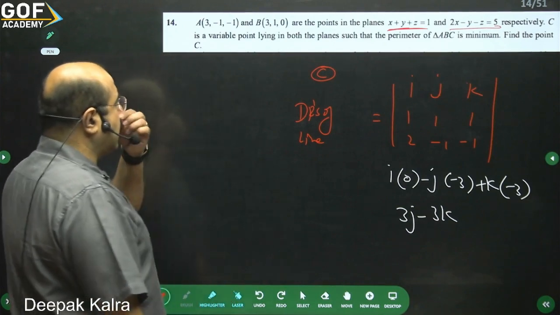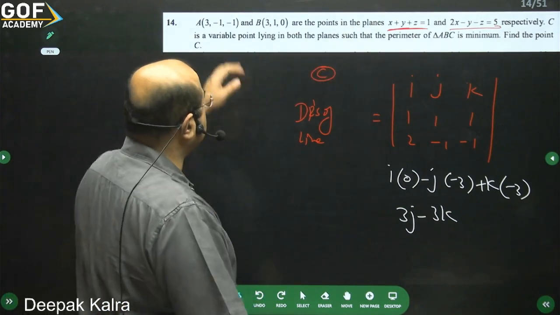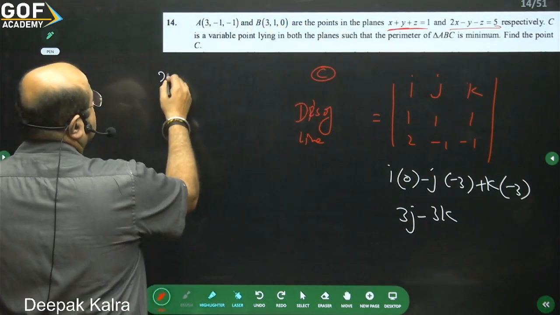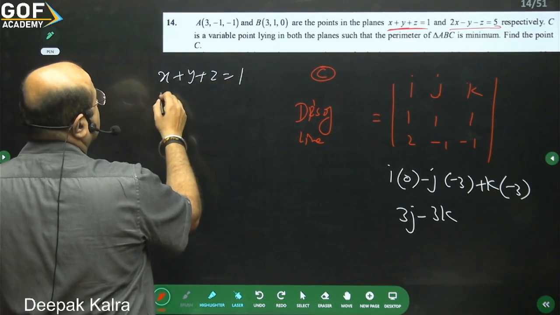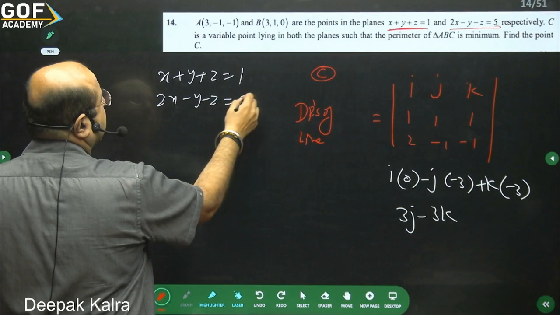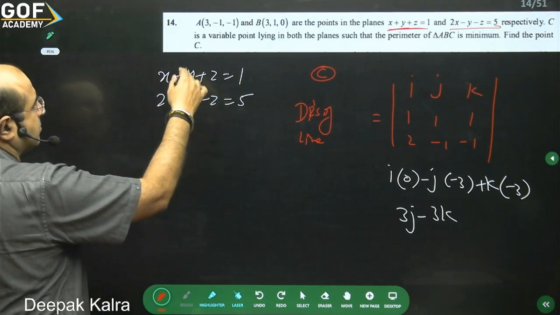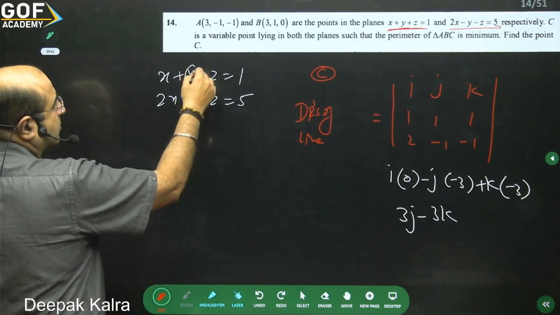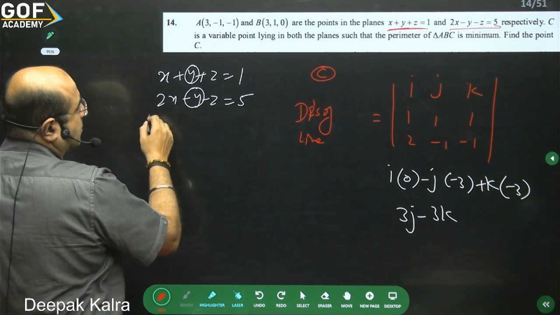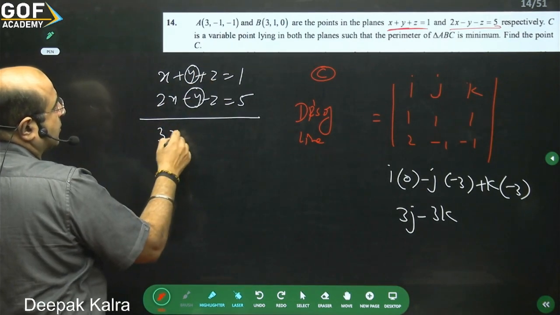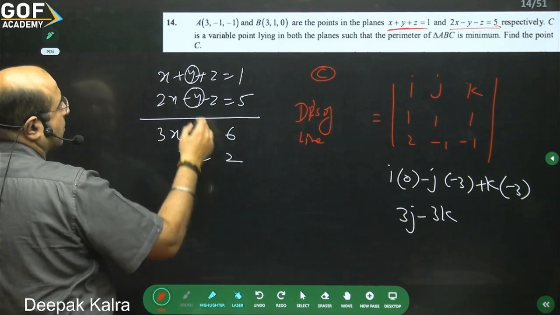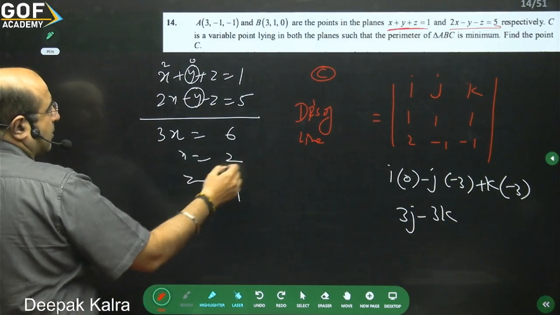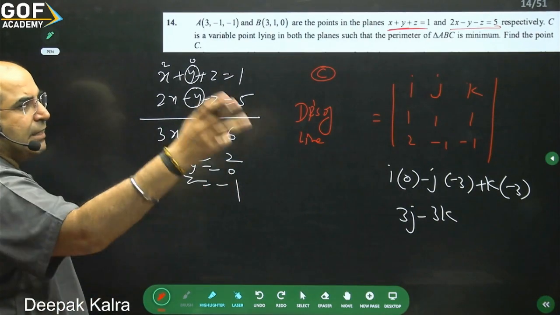Now to get a particular point on this, you can take any point, it is not a problem. Common point I want. x plus y plus z equals 1. 2x minus y minus z equals 5. You take x as 0 or y as 0. Take y as 0 and add them up. 3x equals 6, x equal to 2. Put x is equal to 2, y is 0, z becomes minus 1. So you got this point on the line of intersection.